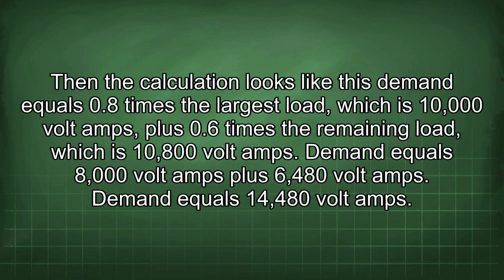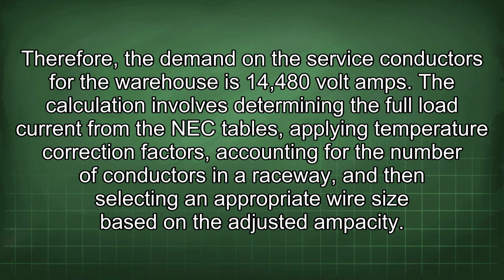Then the calculation looks like this: demand equals 0.8 times the largest load, which is 10,000 volt amps, plus 0.6 times the remaining load, which is 10,800 volt amps. Demand equals 8,000 volt amps plus 6,480 volt amps. Demand equals 14,480 volt amps. Therefore, the demand on the service conductors for the warehouse is 14,480 volt amps.